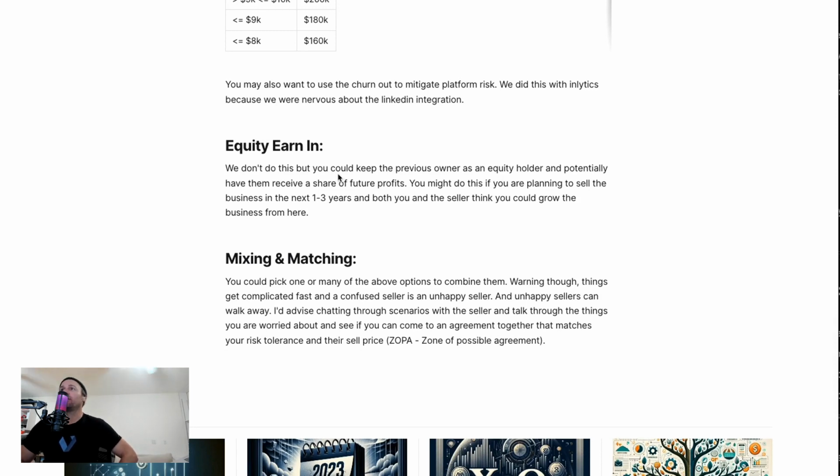Equity earn-in is another piece that doesn't really come into play for us, but if you think you could grow the business and the seller also thinks you're the best person to grow the business, then the previous owner might want to keep some equity, and that way you don't have to buy the whole thing. So it'd be cheaper for you to buy, maybe less risk. You still have the previous founder, which is nice to have to ping, because a lot of the experiments you're thinking about, they've thought about or have already run. And that can also be a nice way to grow the business and have the previous seller still involved.